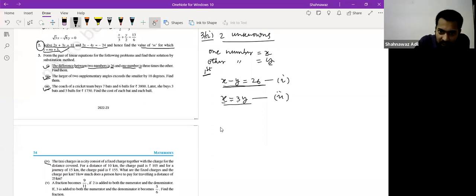So what will be your x here? We can calculate any variable, x or y. Let's just calculate x from here. So x will be what? 26 plus y, right? That's right. Now, Adil, tell me, what will be this equation?